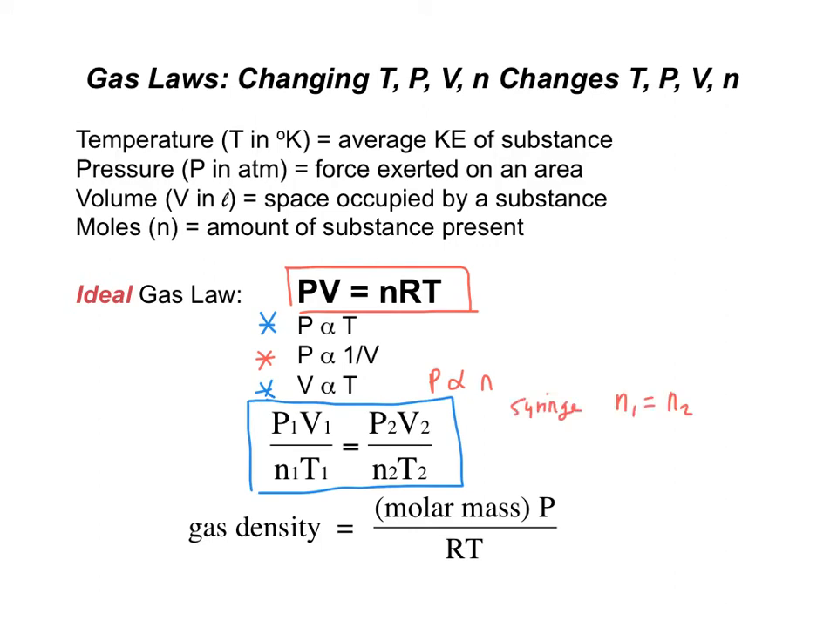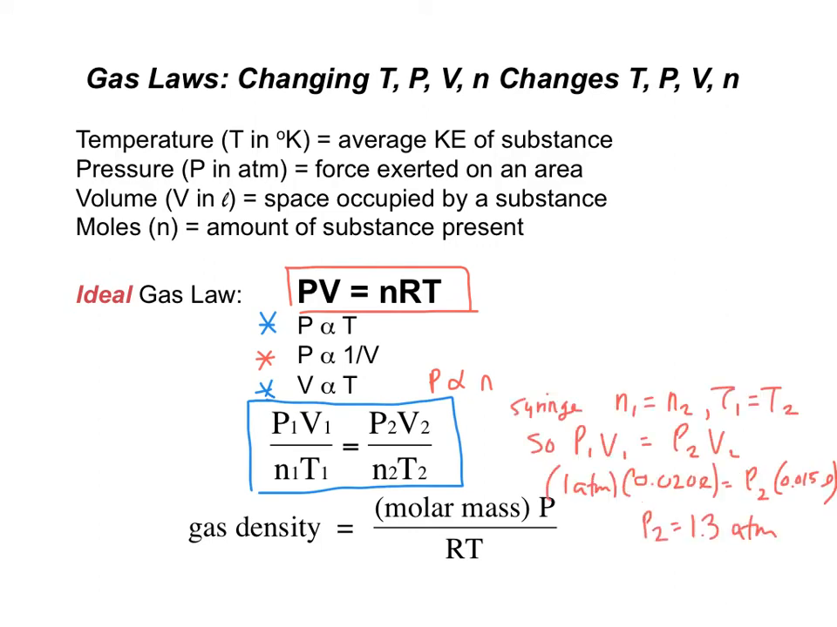For the syringe situation, here's what we can do. Compressing the air in the syringe from 20 mL to 15 mL increases the pressure from 1 atmosphere to 1.3 atmospheres. And this equation relates the density of a gas to molar mass, pressure, and temperature.